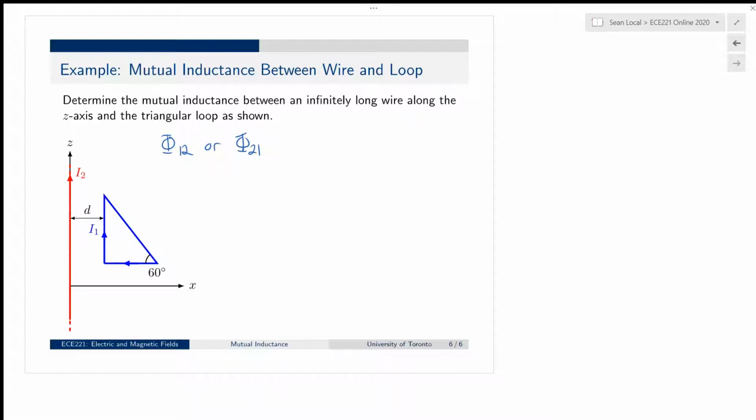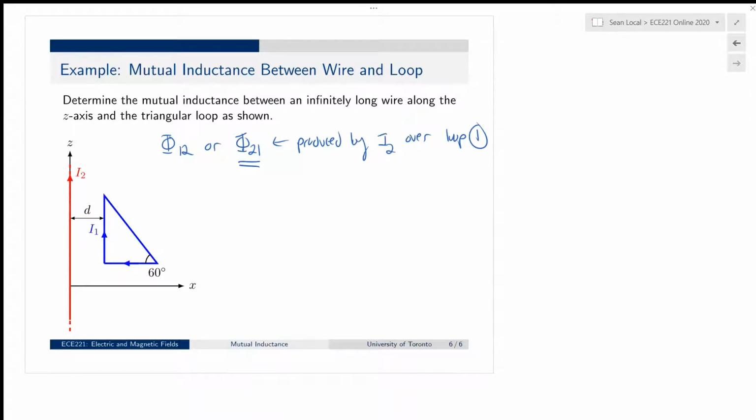Consider the reciprocal situation where we excite the line current I2 and then try to find the flux generated over the triangular loop. That's a much easier problem to solve. So we're going to try to find phi21, which is produced by I2 over loop 1, the blue loop that we see in the diagram.